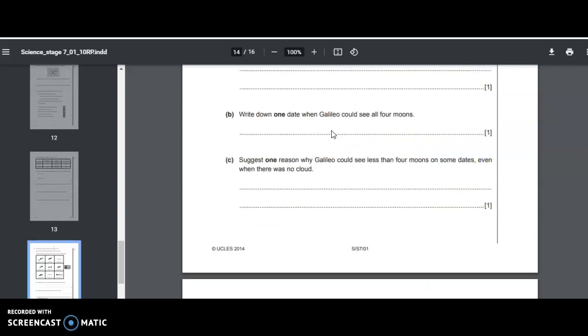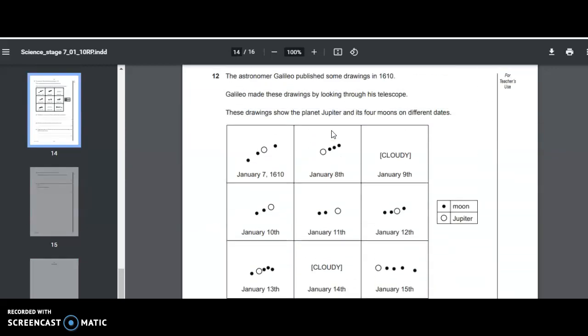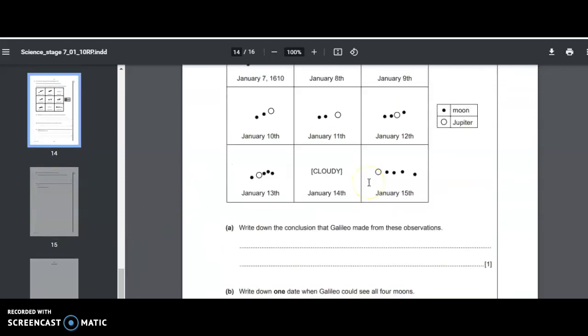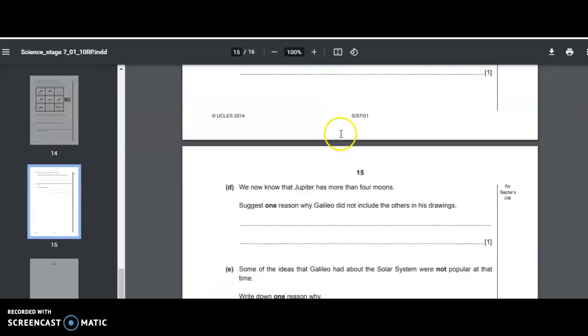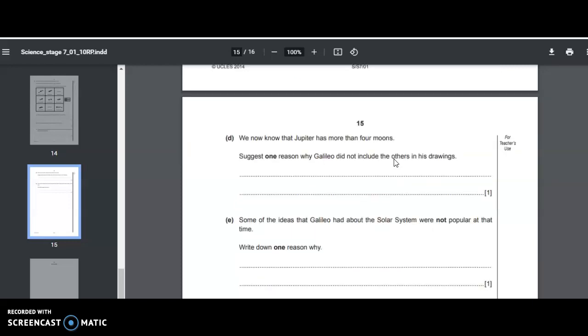Now, let's look at this question about Galileo. I think the first part is pretty self-explanatory. So this part, we know that Jupiter has 4 moons. Suggest one reason why he did not include the others in his drawing. Well, this was a long time ago. Technology was new. He maybe didn't see it. That's why he didn't include it.